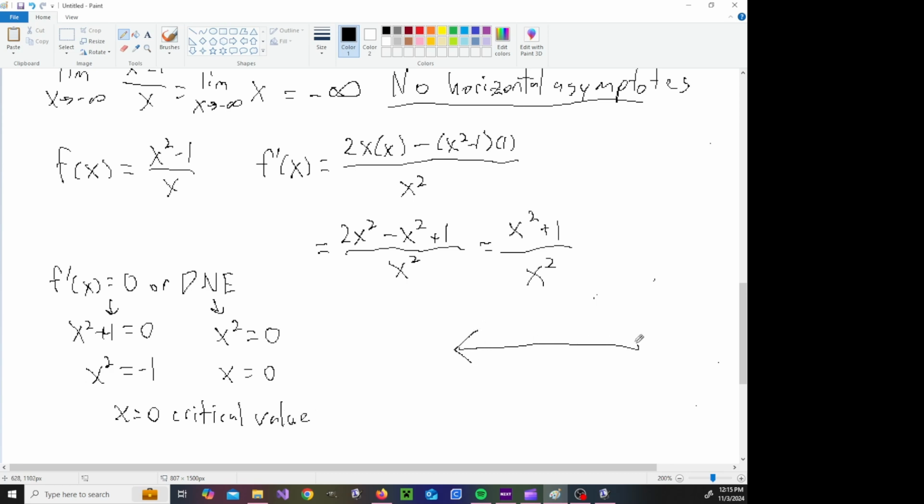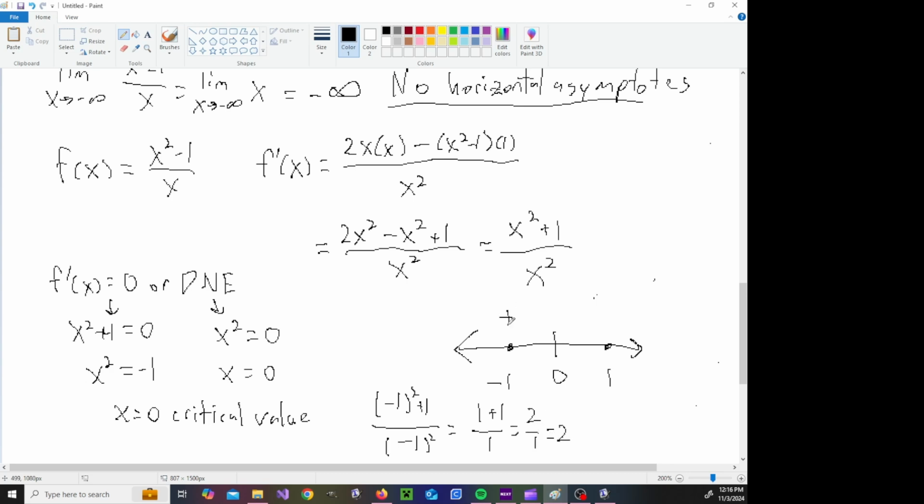So to know where I'm increasing or decreasing, I just have to know what I'm doing to the left and to the right of 0. I broke the real number line into two intervals, to the left of 0 and to the right of 0, and I want to figure out what the derivative is doing on each of those intervals. Just what is the sign of the derivative on those intervals. Well, if I plug in a number to the left of 0, like negative 1, I get negative 1 squared plus 1 over negative 1 squared. Well, this is 1 plus 1 over 1. 2 over 1 is 2.